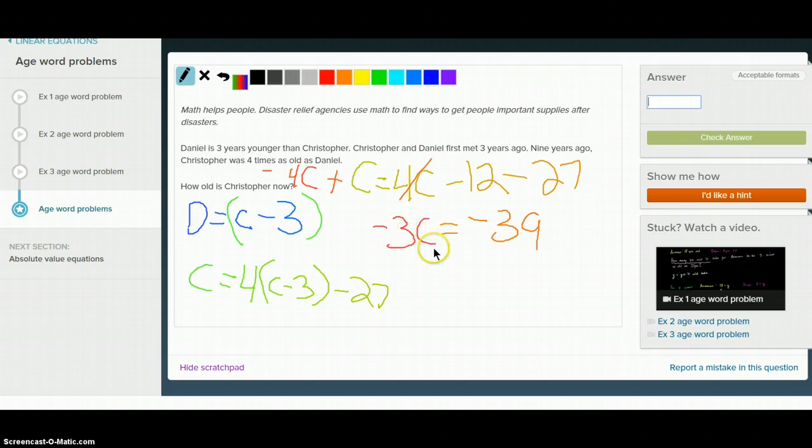Okay, to get C by itself, to get Christopher's age, we're going to have to divide both sides by negative 3. As far as we know, no one can be a negative age. So C would be negative 39 divided by negative 3, and that will be 13.